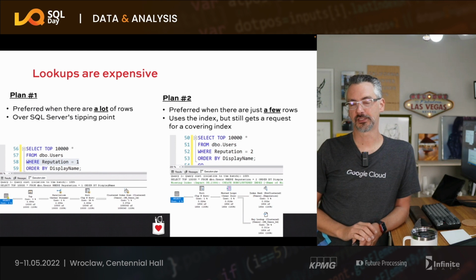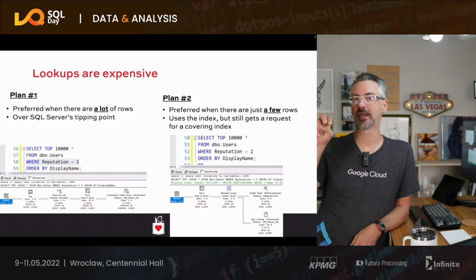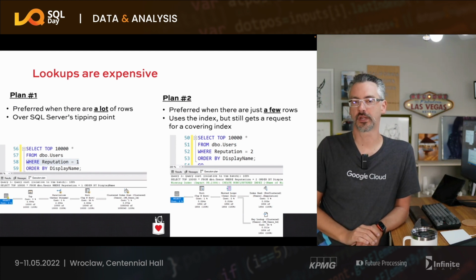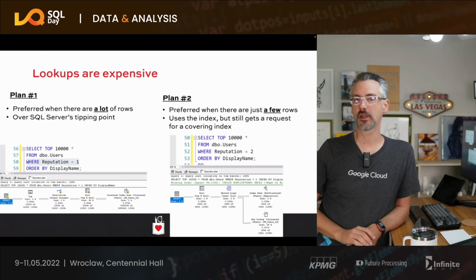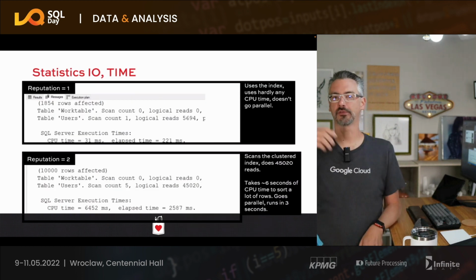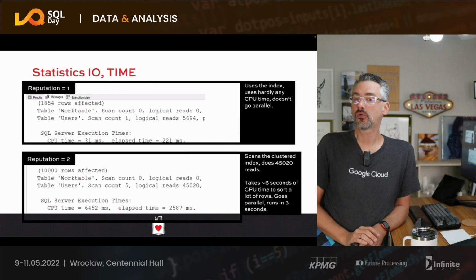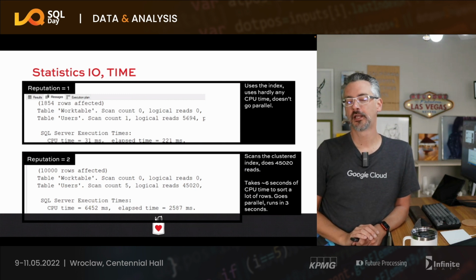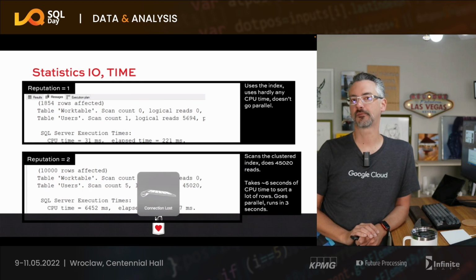Key lookups are expensive, so SQL Server tends not to use them when you talk about big data. There's a concept of a tipping point, where when SQL Server thinks that a large number of rows are coming back from the query, it'll simply ignore the index. And that makes sense for large amounts of data. Both of these execution plans are relatively fast. If I look at SET STATISTICS TIME and IO ON, I can see the number of 8K pages that were read by each of these operations and how much time they took.